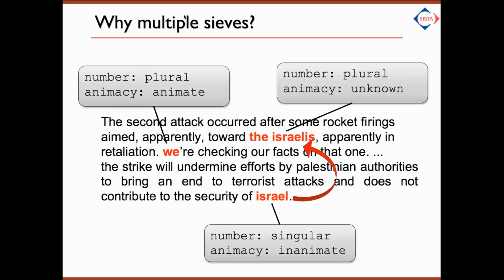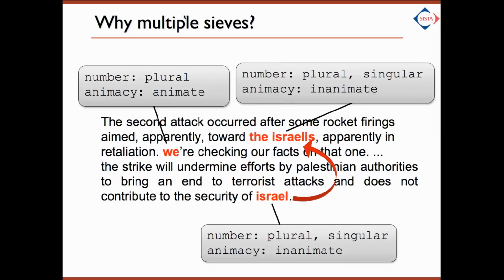That's one of the initial passes. We go through the text, we've seen this, we link it. And because we linked it, the attributes change, because now the attributes are shared. So this becomes inanimate, because we're talking about the country. And the number is a union, it could be both plural and singular. Because of that, this no longer matches this. So we avoid making that incorrect link, because we had a higher precision sieve running first. That's essentially the intuition behind the model.